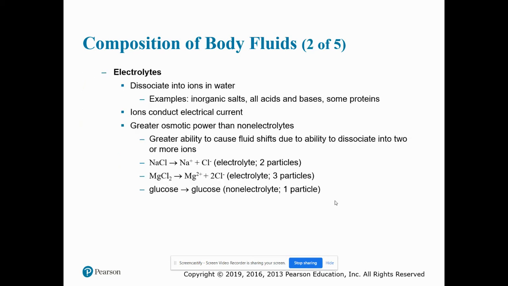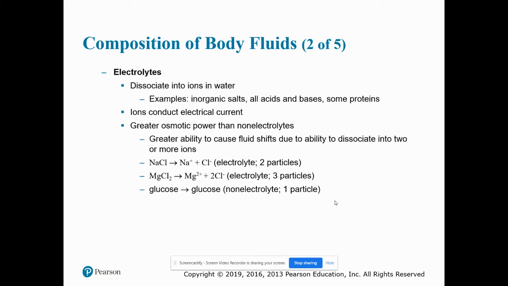Electrolytes, on the other hand, do dissociate into ions in water. And if you guys remember all the way back to ions, these are going to be charged particles. And examples are going to be inorganic salts, all acids and bases, some proteins. Ions conduct electrical current, and they have greater osmotic power than non-electrolytes, and they have a greater ability to cause fluid shifts due to the ability to dissociate into two or more ions.